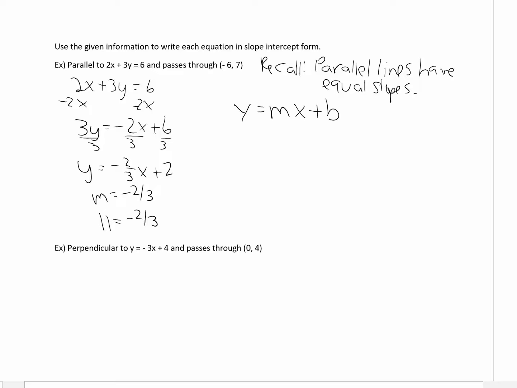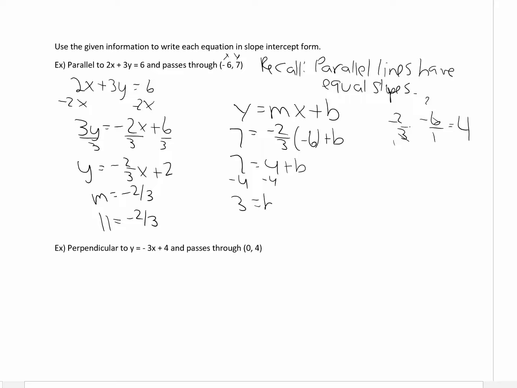Remember, slope-intercept form is y equals mx plus b. I'm going to use negative 6 for x and 7 for y. Okay, so I'm going to multiply on the side here. And that gives me 4. Subtract the 4. I now have the y-intercept. I have the slope, so I can write.